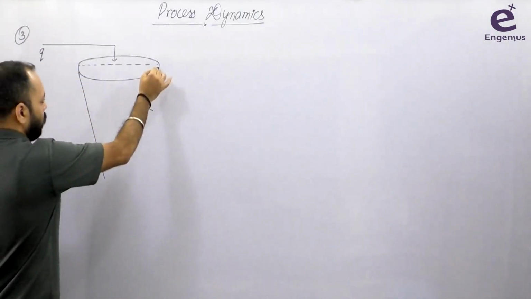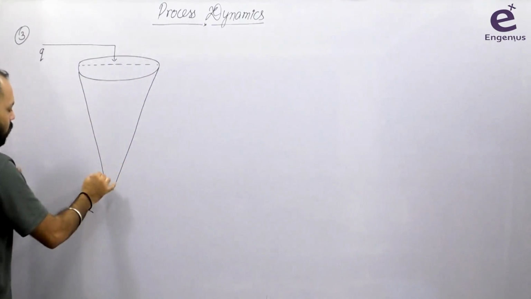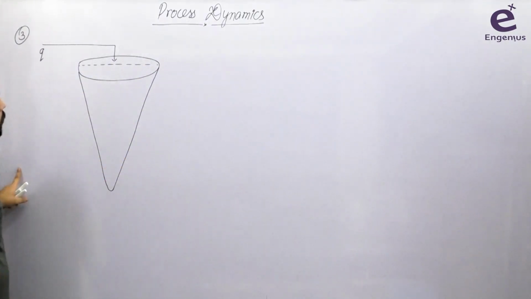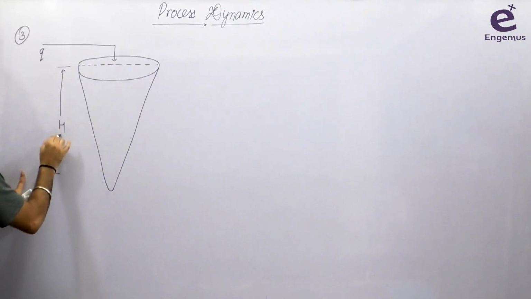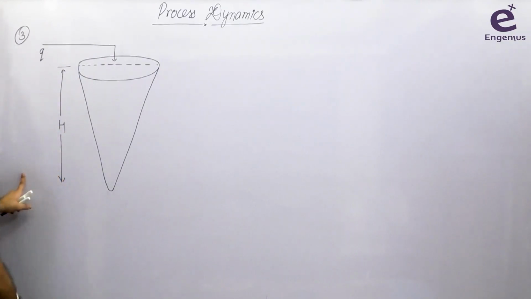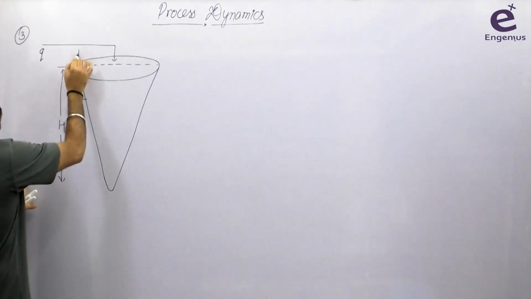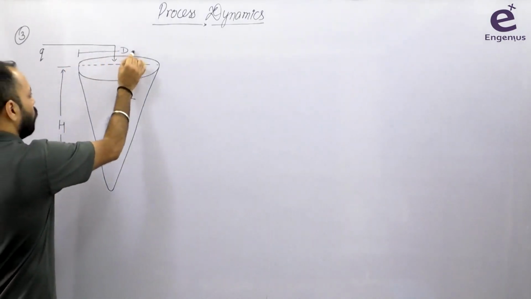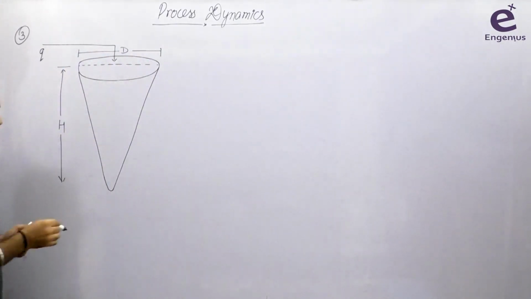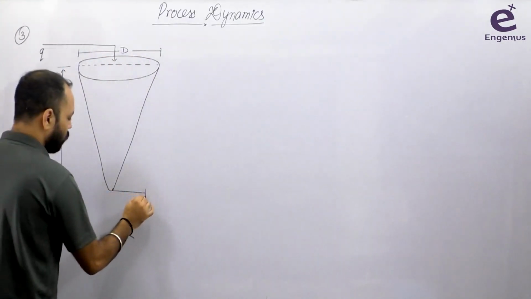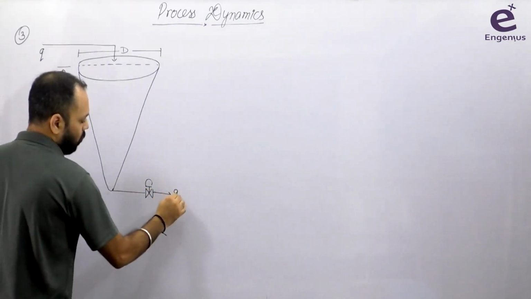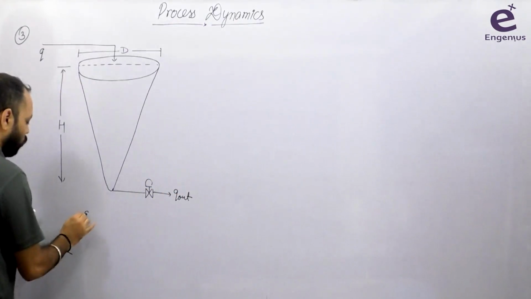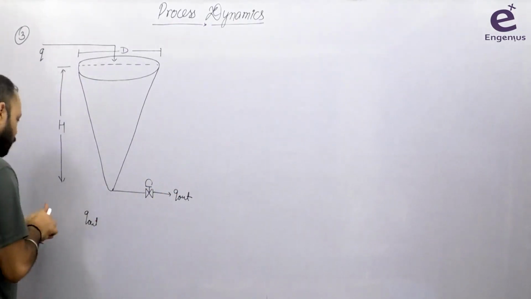This is a conical tank, okay. The liquid is coming from here, the height of the tank is equal to capital H, which is fixed. The diameter of the tank is equal to capital T, and the liquid is leaving from here. There is a valve, and yes, this valve is again non-linear. This is Q out. The relation between Q out and the liquid level inside the tank.